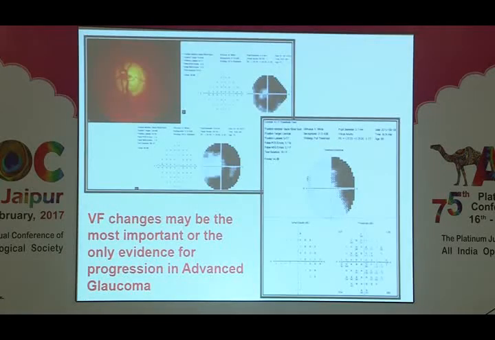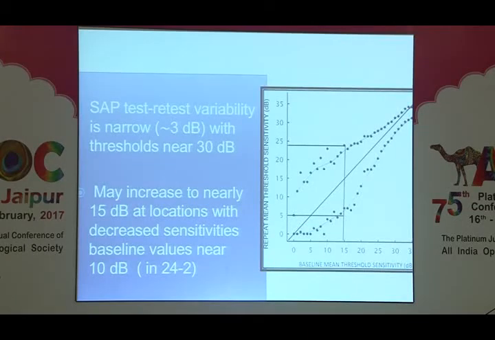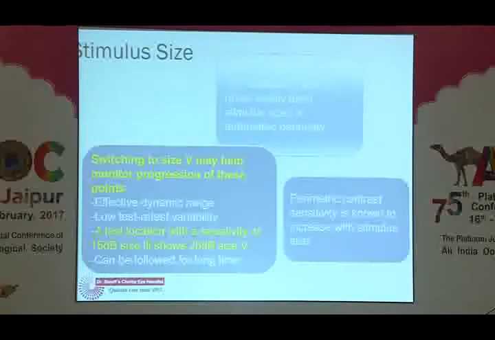Now coming to the role of perimetry. Visual field changes may be the most important factor and the only evidence in cases of advanced glaucoma. However, there are certain principles which need to be applied to optimize the detection of visual field changes. As we know, standard automated perimetry test-retest variability is narrow when the sensitivity is high, but the variability increases when the sensitivity is reduced to less than 15 decibels, especially in 24-2 SITA standard and 30-2. And it is impossible to determine whether the progression is real or just a fluctuation. So repeating the testing more often will reduce the false positive rates to 2% from 50% in one of the studies. So repeat testing is required in these patients.